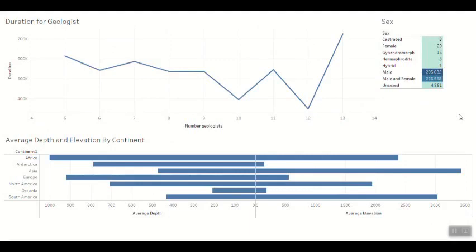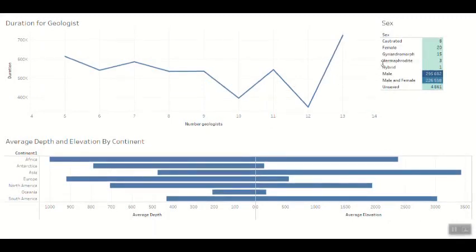In this dashboard we are shown 3 different graphics that refer to different information. On the top left corner we can see the variation of the duration of the collection of the occurrence depending on the number of geologists. We can see that having a higher number of geologists doesn't mean that the duration of the collection decreases.